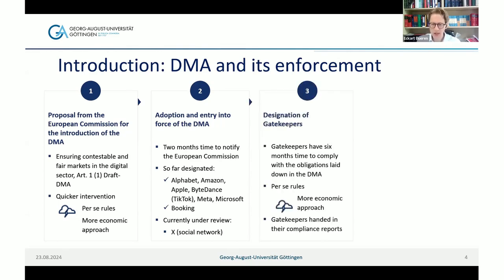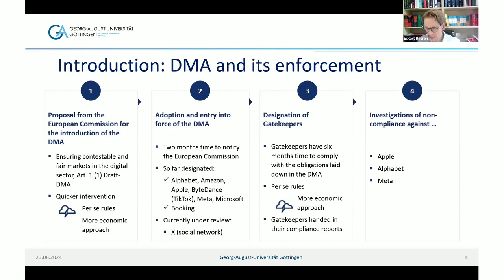And then if the gatekeepers are designated, they have 6 months to comply with the obligations of the DMA. And again, as I said, it's per se rules. It's not the more economic approach. So they should be able to know what they have to do, that's the regulatory concept. And then the gatekeepers have to hand in compliance reports. So that's the concept. The gatekeepers design their measures to comply with the DMA, and they report to the Commission, I have done this, I have done that, and the Commission can determine whether this is okay. And of course, every researcher can do this, and actually this is done at the moment. And there are already some investigations of non-compliance underway.